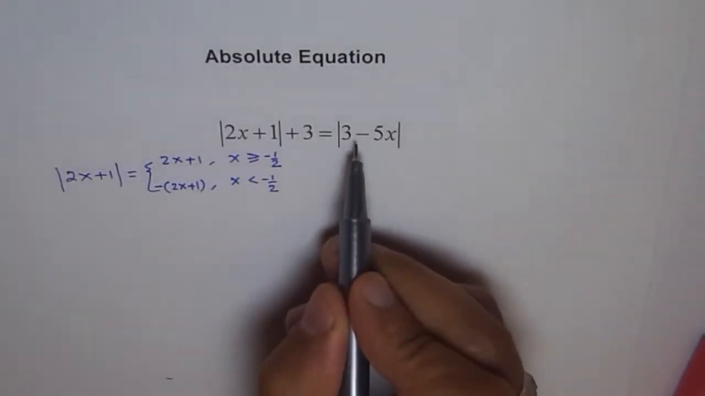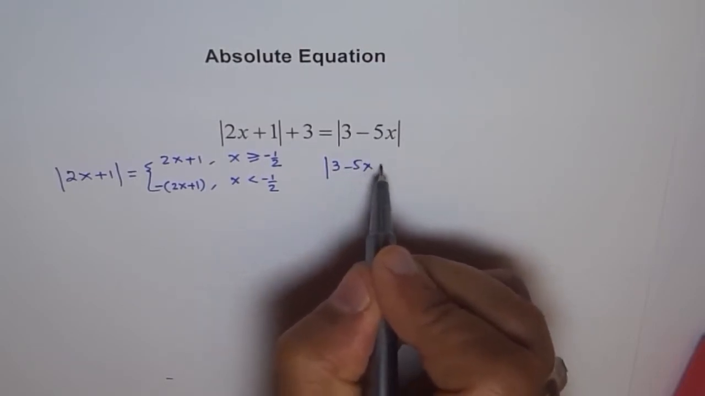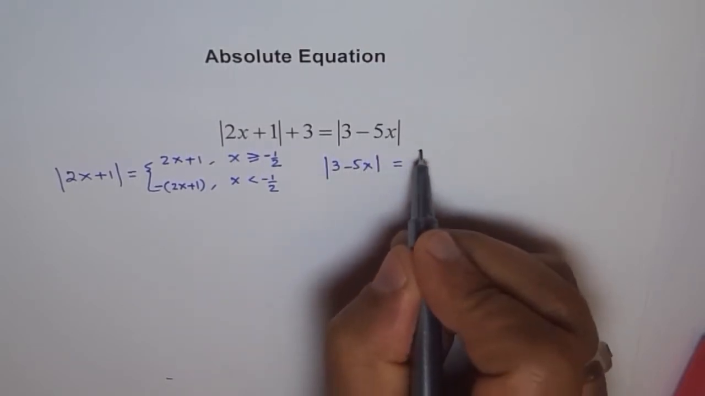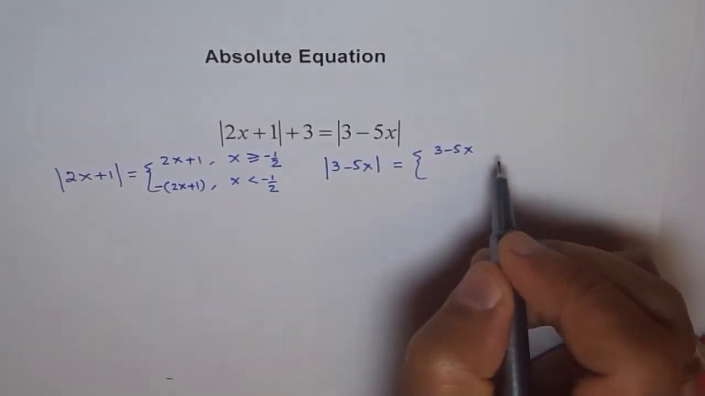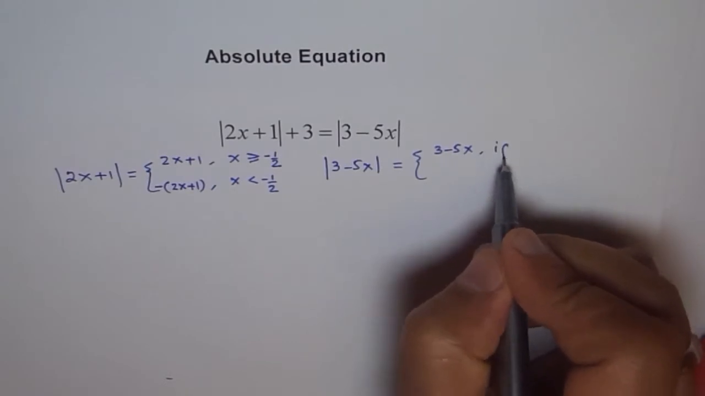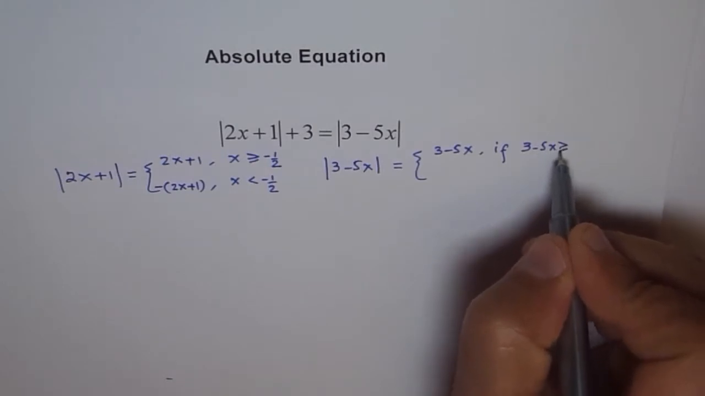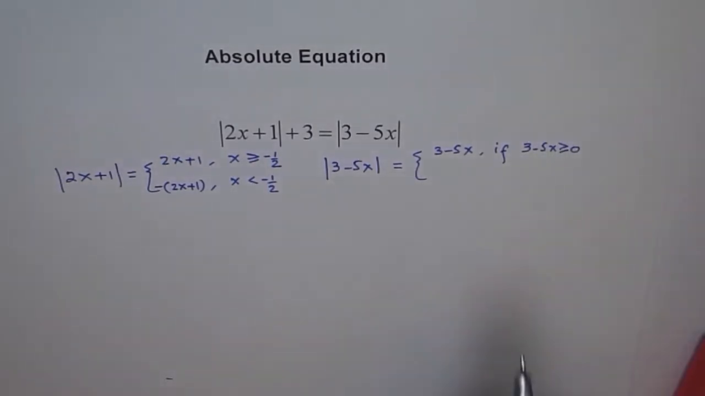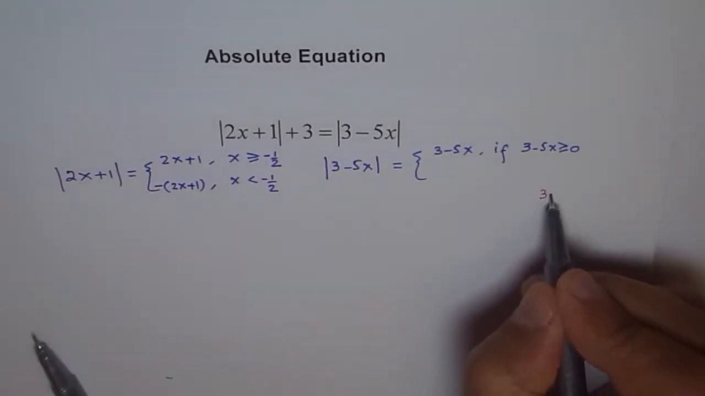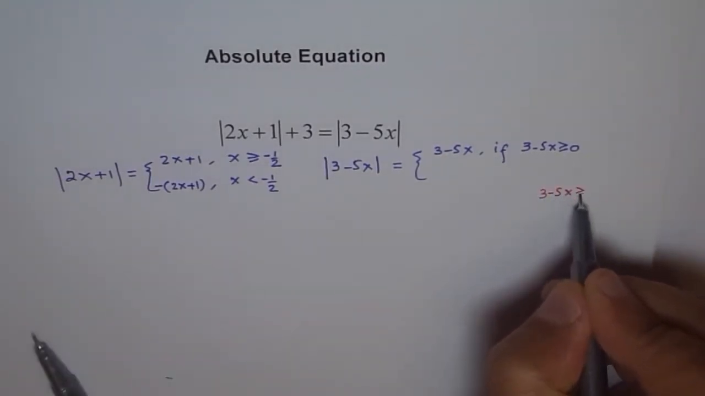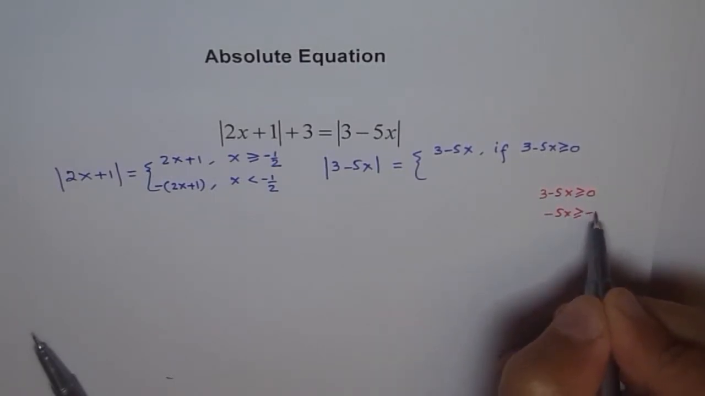Similarly, let's see what the absolute function 3 minus 5x should be defined as. So this should be defined as 3 minus 5x if 3 minus 5x is greater than or equal to 0, correct? Now let's solve this. 3 minus 5x greater than or equal to 0. So let me write it here. We say 3 minus 5x is greater than or equal to 0. That means minus of 5x is greater than or equal to minus 3.